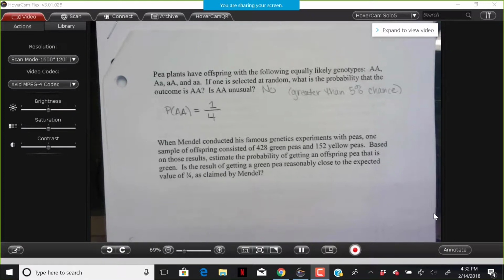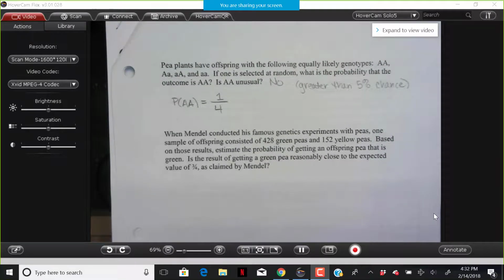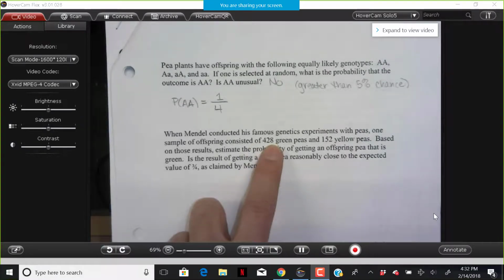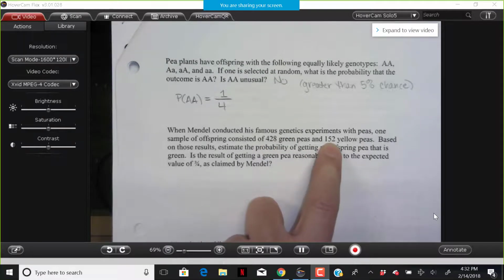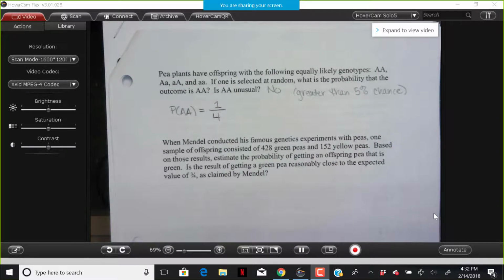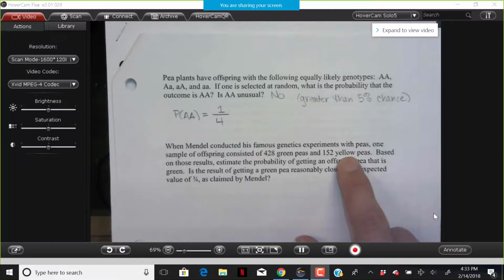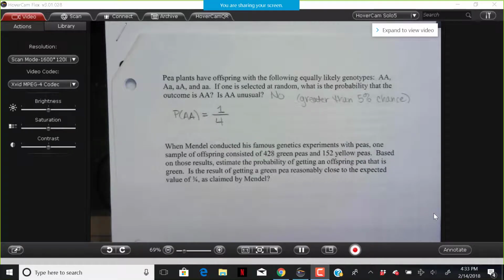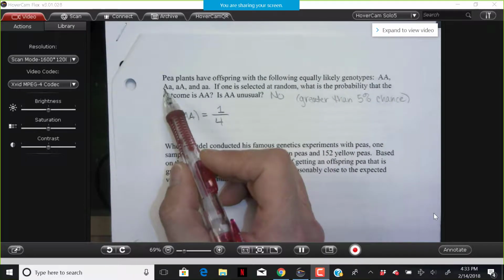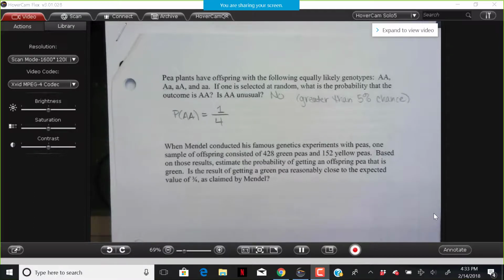So this is another one about genotypes here. When Mendel conducted his famous genetics experiments with peas, one sample of offspring consisted of 428 green and 152 yellow. So it was sort of this situation where green was the dominant and yellow was the recessive. And so the only time you would show the recessive trait is if both of your genes were the recessive gene. Because if you have the dominant one at all, like a combination of dominant and recessive, that's why it's called the dominant one. That's the only one that shows, right?